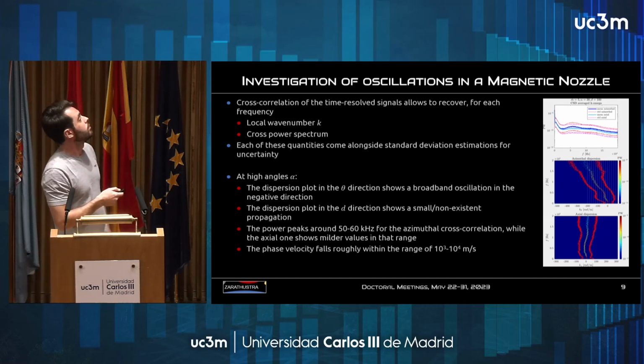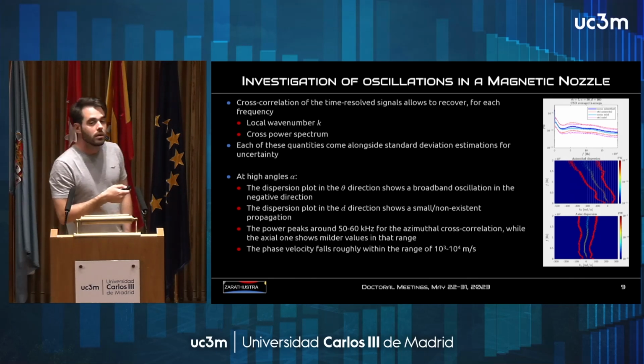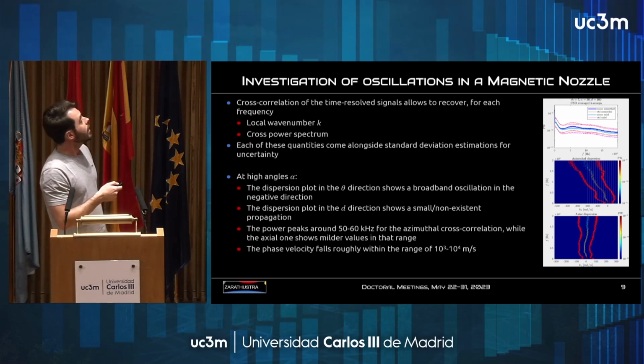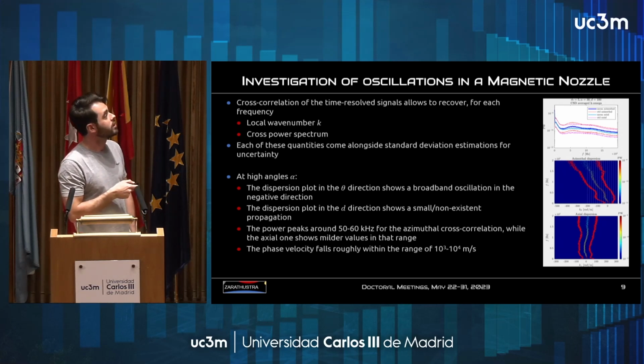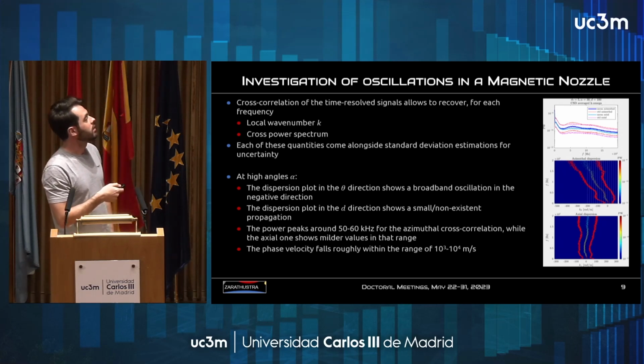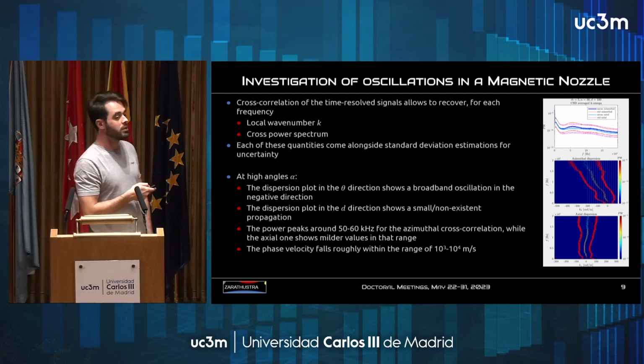We can also compute power. This plot shows the power, and this bump happens more or less around 50, 60 kilohertz. If you compute the phase velocity of this curve, you get something roughly in the range of 10^3, 10^4 meters per second.